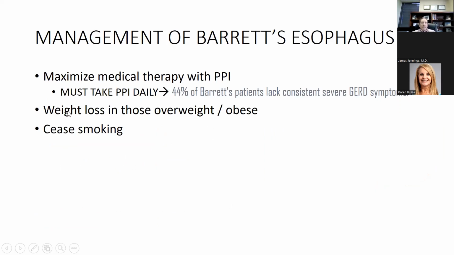Patients who have Barrett's esophagus: quit smoking, weight loss, and all the lifestyle modifications. And I explain to my patients with Barrett's to take their PPIs daily. And I explain to them, even if they don't have reflux symptoms, they need to take their PPIs because that is shown to decrease progression. 44% of patients with Barrett's esophagus lack daily reflux symptoms.